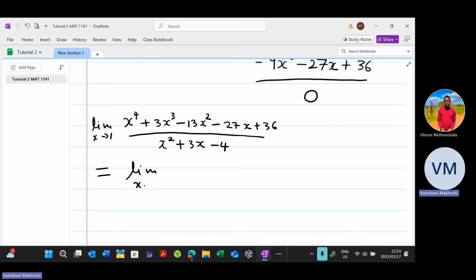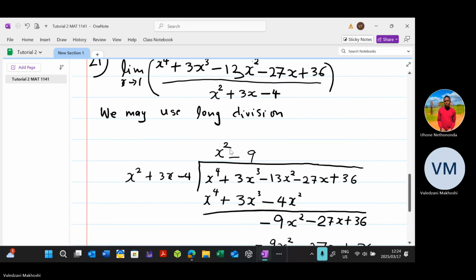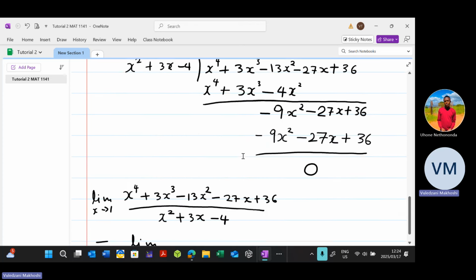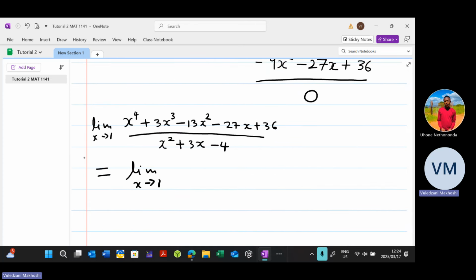The limit as x is approaching 1. We got here the quotient x squared minus 9. So in other words, we simplified this rational expression into simply x squared minus 9. So 1 is in the domain of this function. Therefore, we can evaluate our limit as 1 squared minus 9, which is minus 8. There we are.